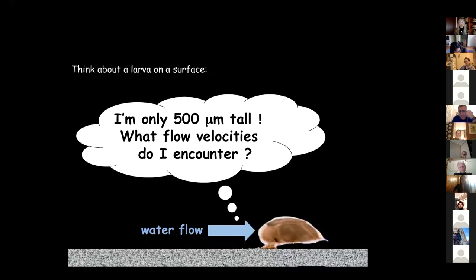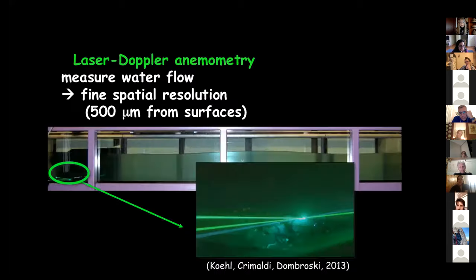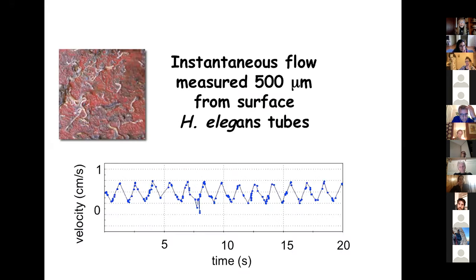But now we have to think about our larvae on a surface, and larvae are only a few hundred microns tall. So what kind of flow velocities do they encounter in these fouling communities? So we use laser Doppler anemometry, which is wonderful because you can measure water flow with very fine spatial resolution. So we were able to measure flow just 500 microns up from surfaces on various fouling communities in this flume. And here's an example.